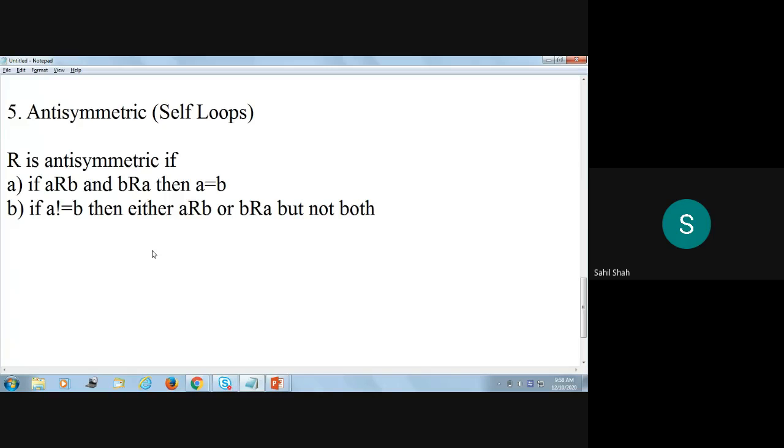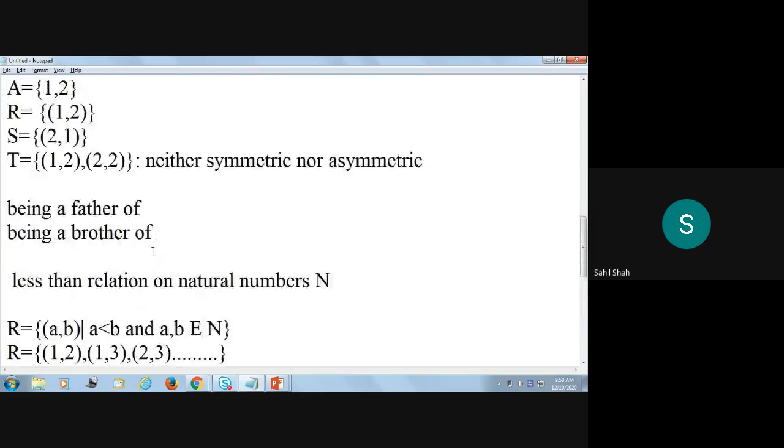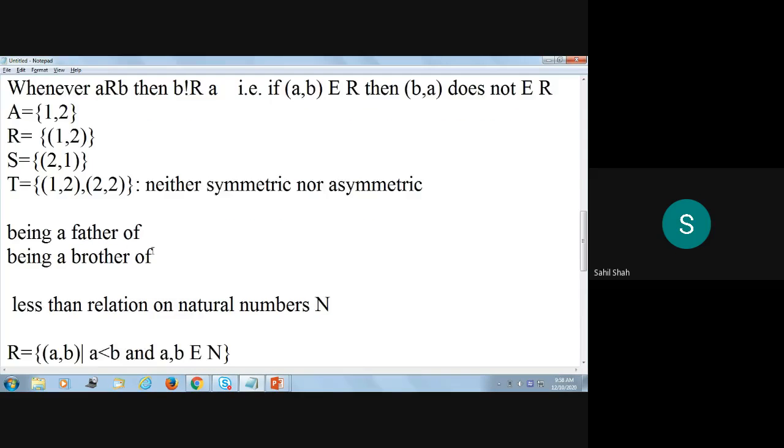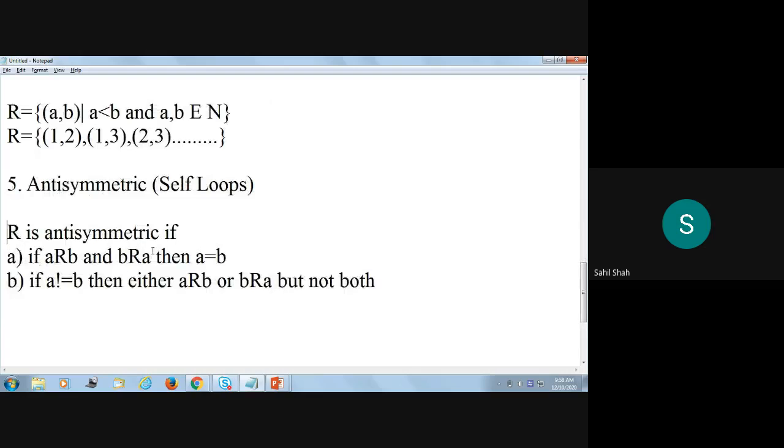Are you getting what is the difference between asymmetric and anti-symmetric? It is very crucial. In asymmetric, we were not allowing any self loops. No self loops were allowed. Whenever A is in relationship with B, then you cannot have reverse. What is anti-symmetric? R is said to be anti-symmetric.